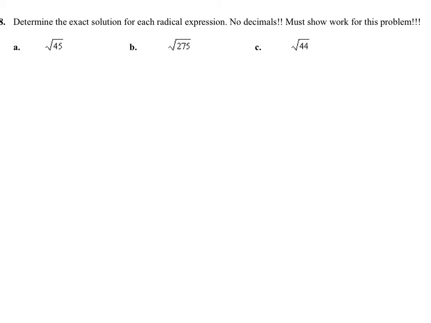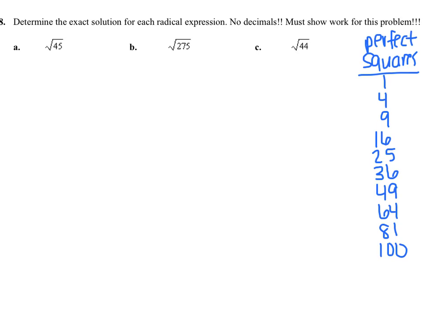Okay, determine the exact solution for each radical expression, no decimals. So this is where we need to go ahead and write down our perfect square numbers. That's what I did over here. I went ahead and wrote down our perfect square numbers. Now let's find those perfect squares inside of these numbers.